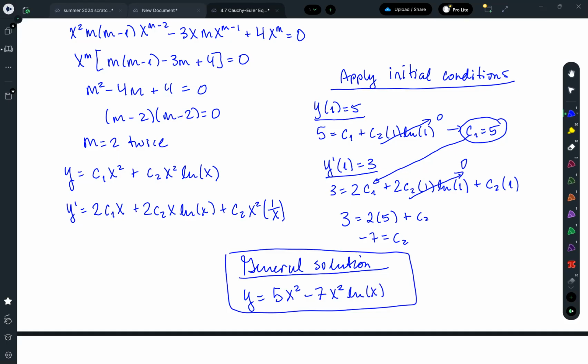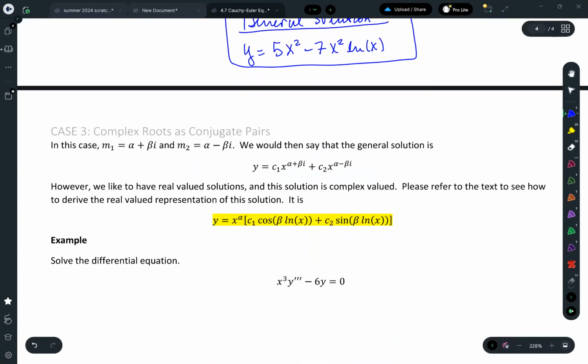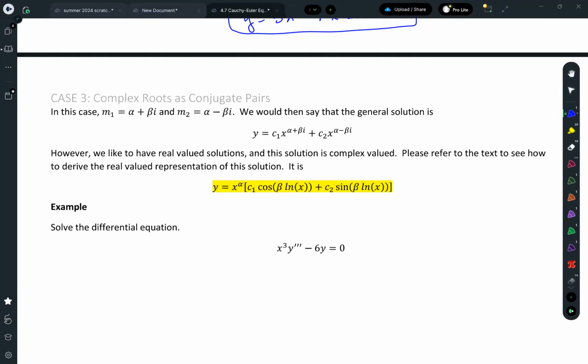Okay? All right, next is the third case. We have complex roots. They come as conjugate pairs always. And in this case, we would call them m1 and m2. m1 is alpha plus beta i. m2 is alpha minus beta i, just as they've been in the past. And then the general solution would look at first like this. y would equal c1 x to the alpha plus beta i plus c2 x to the alpha minus beta i.